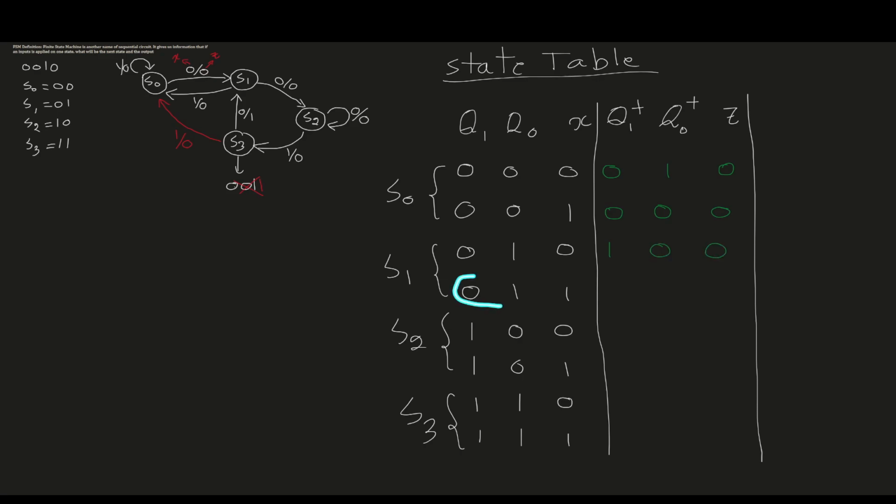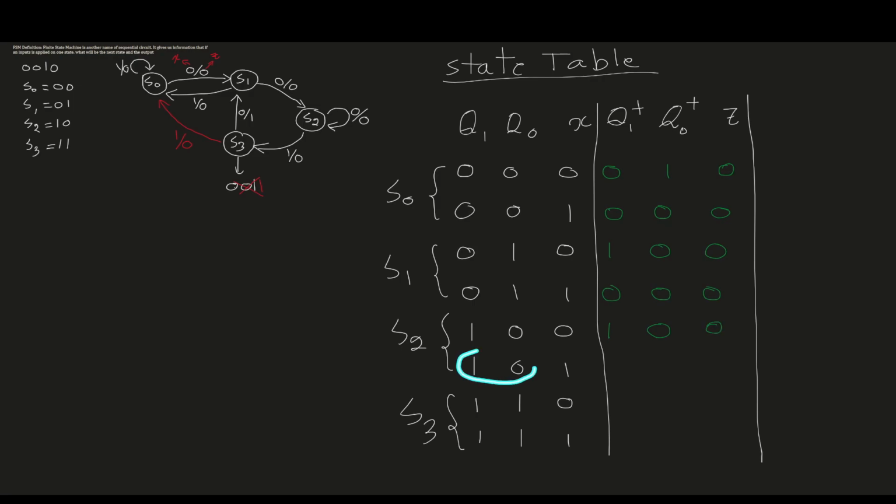Next we are in S1, but we enter an input of 1. So where do we go? Looking in our state graph, we are in S1, we enter an input of 1, so we go back to S0. S0 is 0, 0, and then the output is 0. Next we are in S2, and we enter an input of 0. So we stay in the same state, S2. And S2 is 1, 0. So the next state will be 1, 0, and the output will be 0.